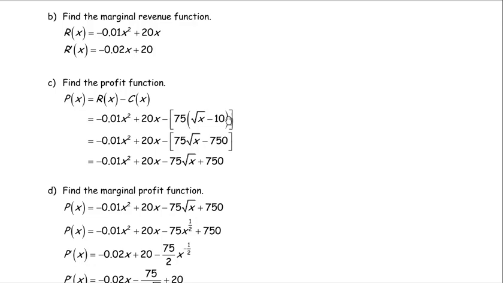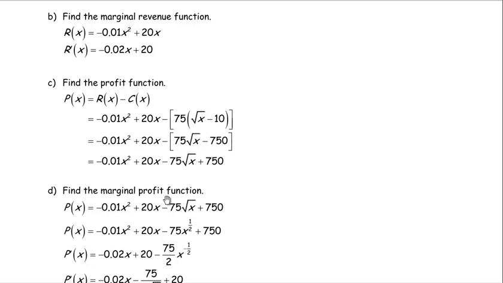So I'm going to multiply the 75 into the set of brackets here. So it'll be 75 root x minus 750. Remove the brackets. That minus subtraction sign means the sign's going to change. It'll be minus 75 root x, and this will be plus 750. So that's my profit function.